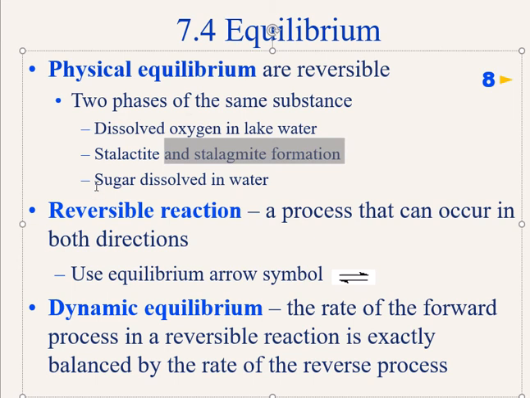Equilibrium processes are reversible processes or reversible reactions that occur in both directions. In fact, you have already seen equilibrium processes when you saw this reversible arrow used for weak electrolytes when we were studying them. Weak electrolytes such as acetic acid breaking up into H plus ion and acetate ion.